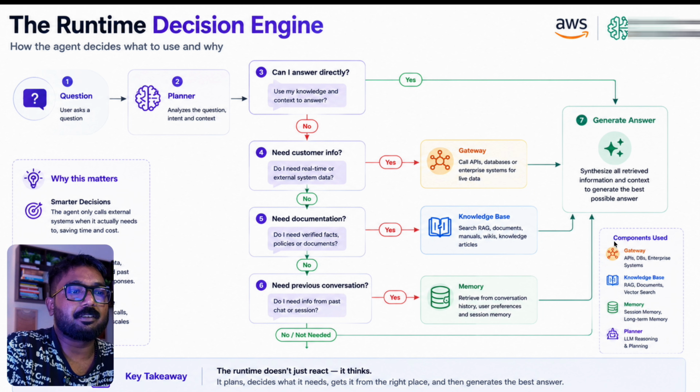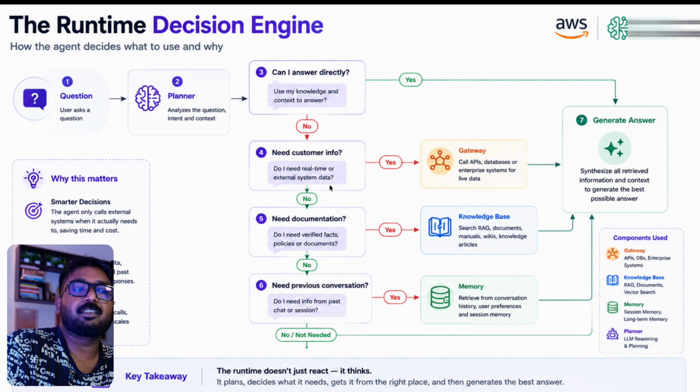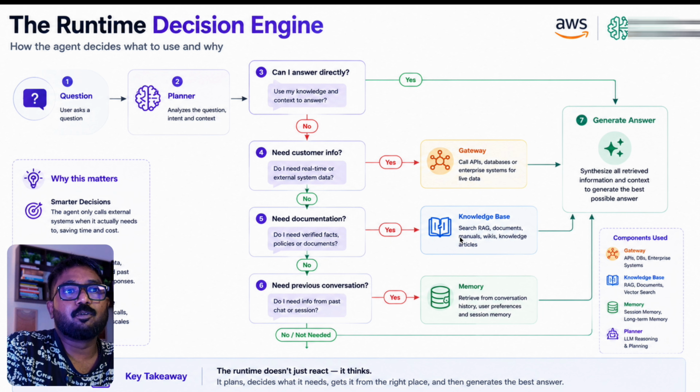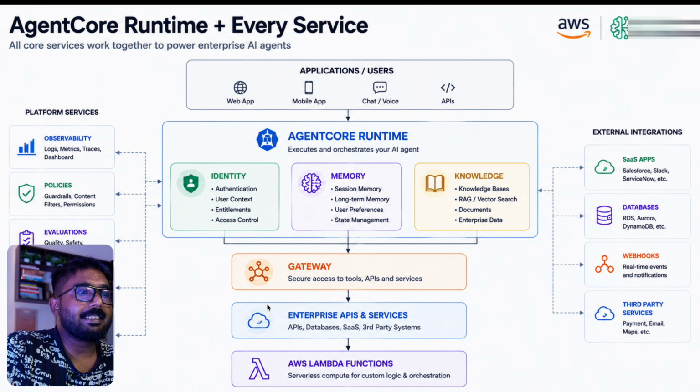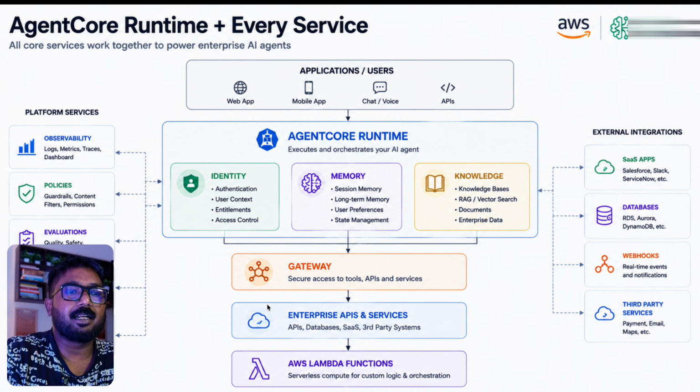In the complete AgentCore, it asks: do I need real-time or external system data? If yes, then it has to use gateways, it has to use MCP, it has to call multiple Lambdas to get real-time information. If it needs documentation, then it has to go to the knowledge base and get some data and then give it to the runtime, etc. Correct? And this is how all the services are connected together.